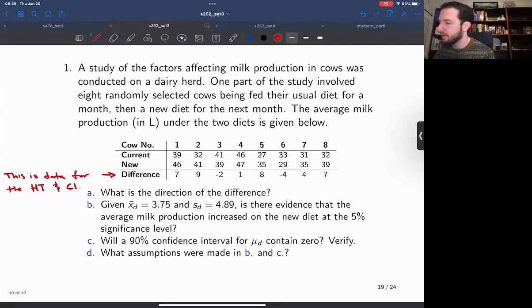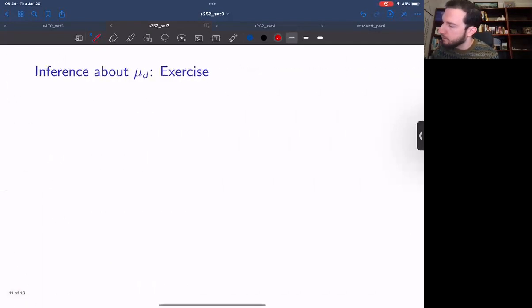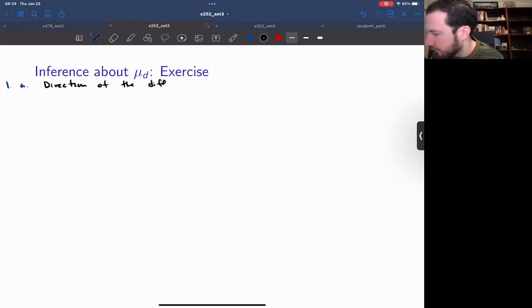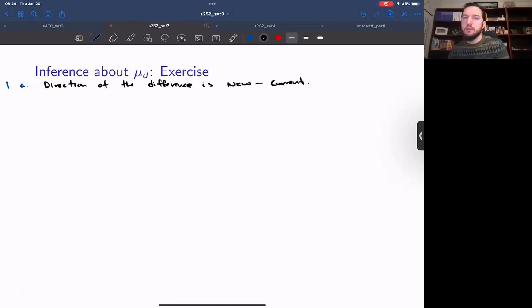What is the direction of the difference? 1A. The direction of the difference is new minus current. When I ask about the direction of the difference, I'm just asking, how did you compute the differences?